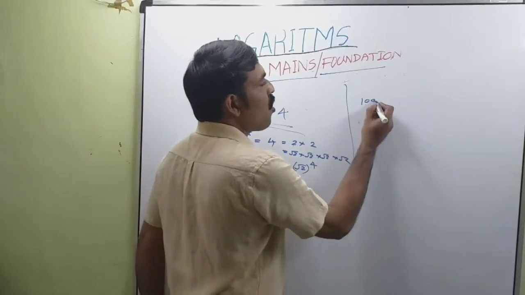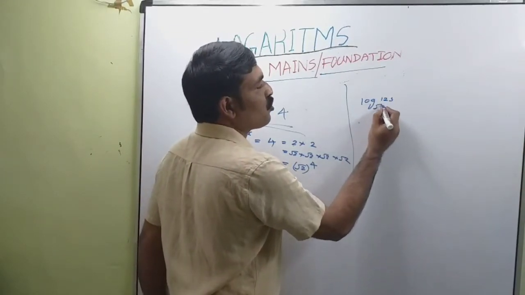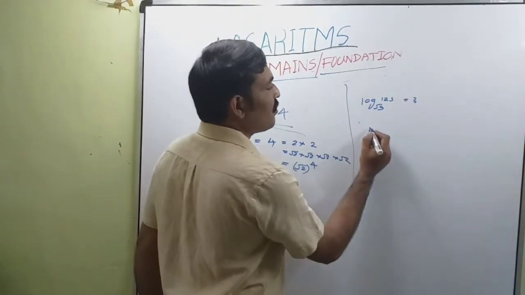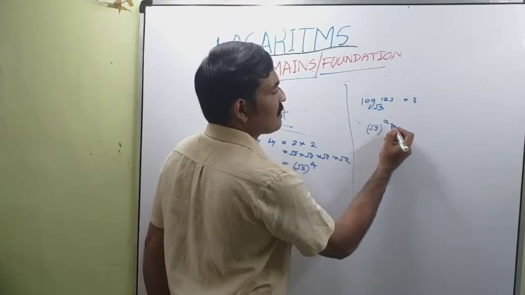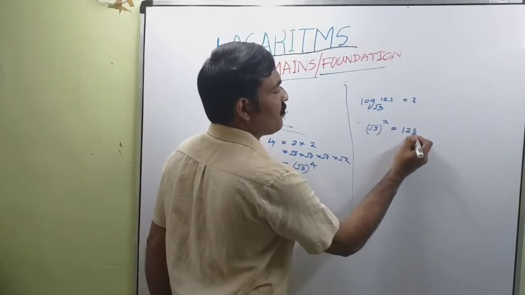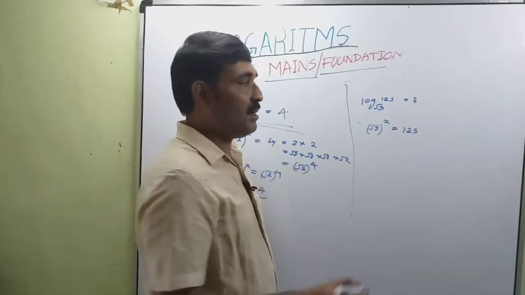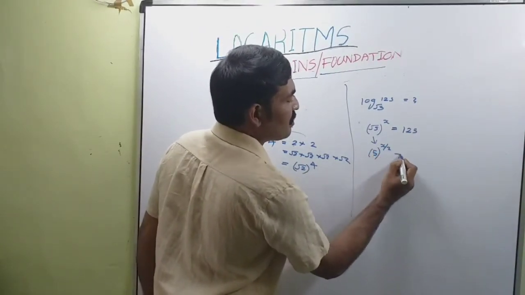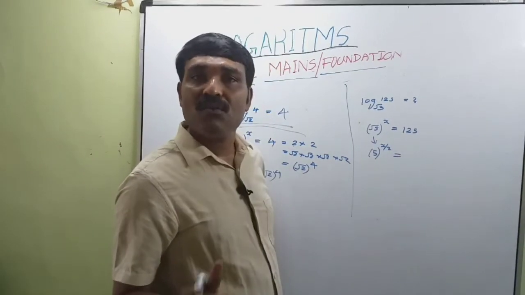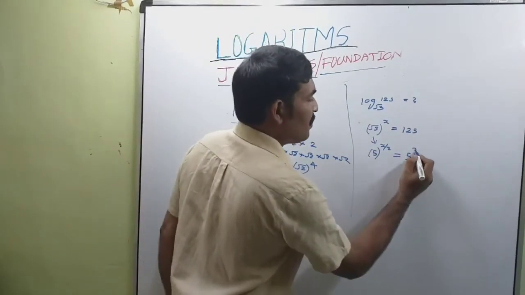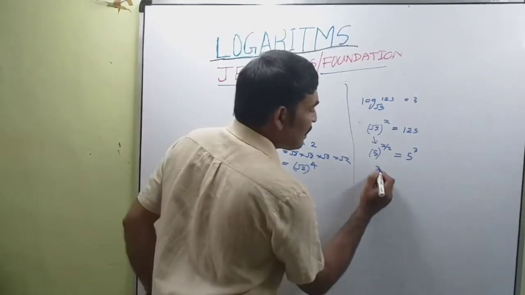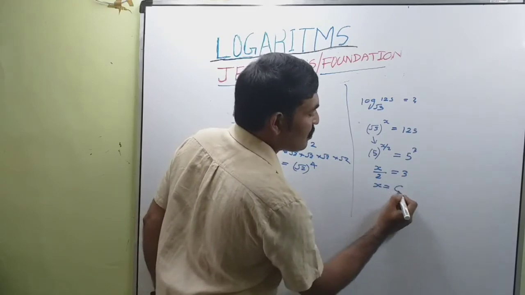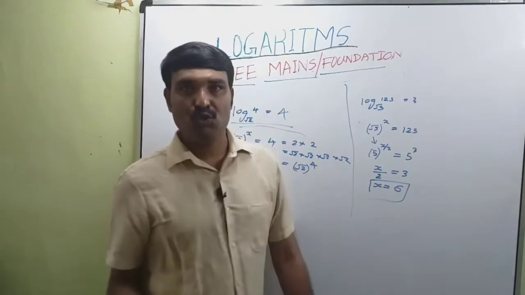Now log 125 to the base root 5 is equal to question. We can write this as root 5 raised to x is equal to 125. Root 5 means 5 raised to 1 by 2. So this can be written as 5 raised to x by 2 is equal to 125, which is equal to 5 cube. Now comparing the powers, that indicates x by 2 is equal to 3 or x is equal to 6. That is 3 into 2.